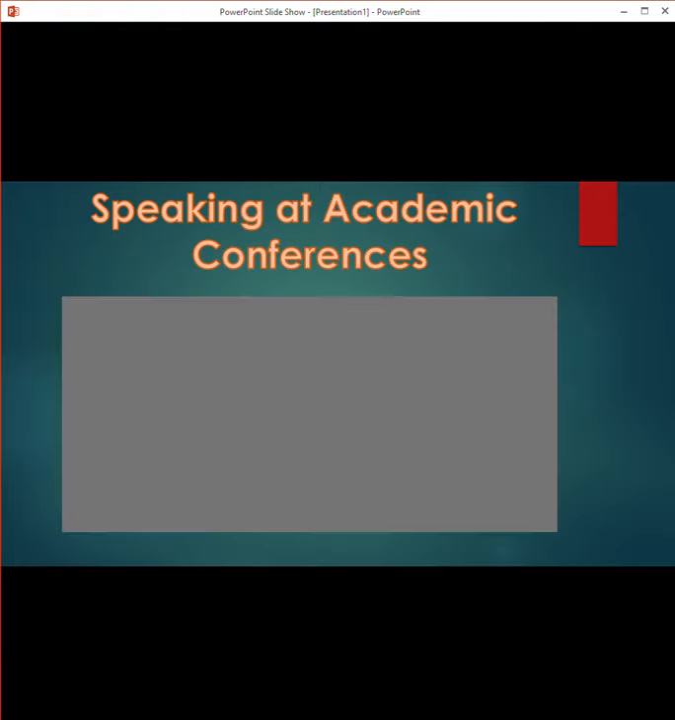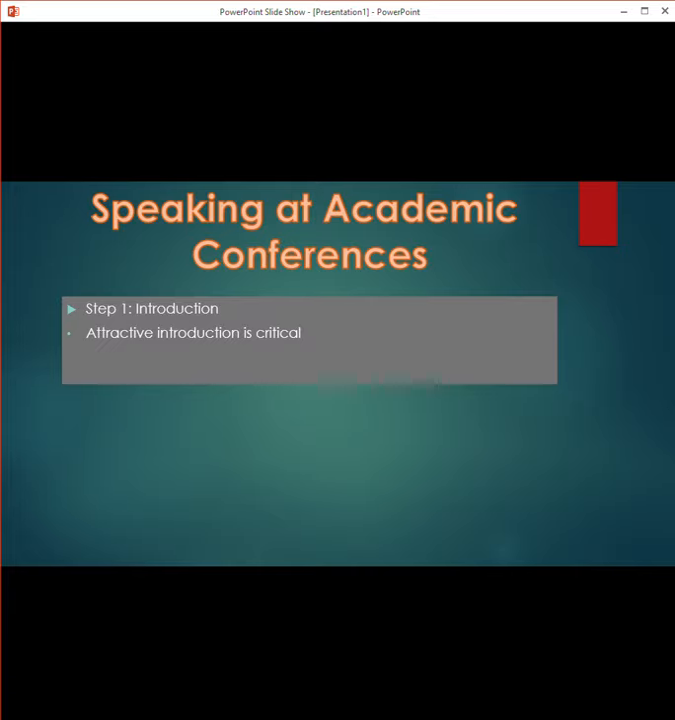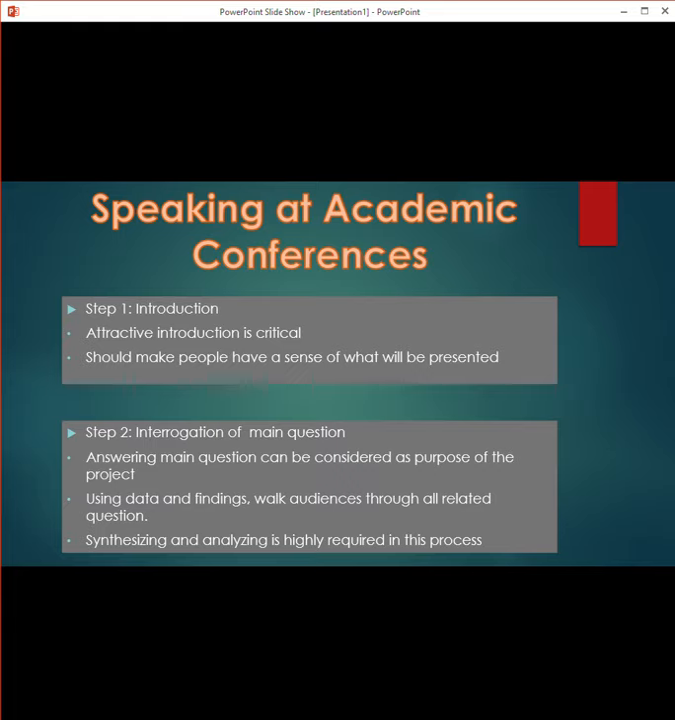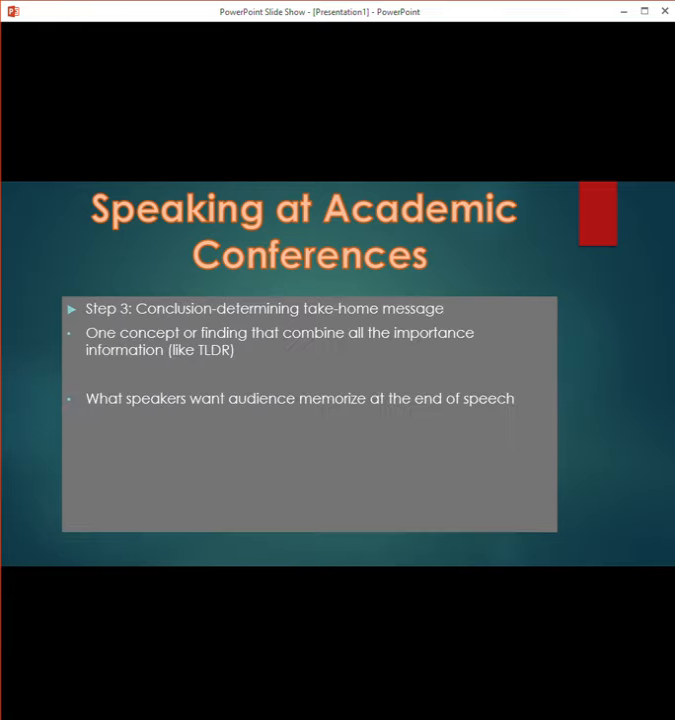And about the presentation, there are three parts: the intro, the interrogation or the main question, and the conclusion. The first step is to attract the audience, and the second step is answering the main question, that is, what you are going to research. And the last one is that you need to conclude everything into one concept, that is, synthesize all of your project so that the audience can remember everything you have said, because that is your final purpose for this conference.